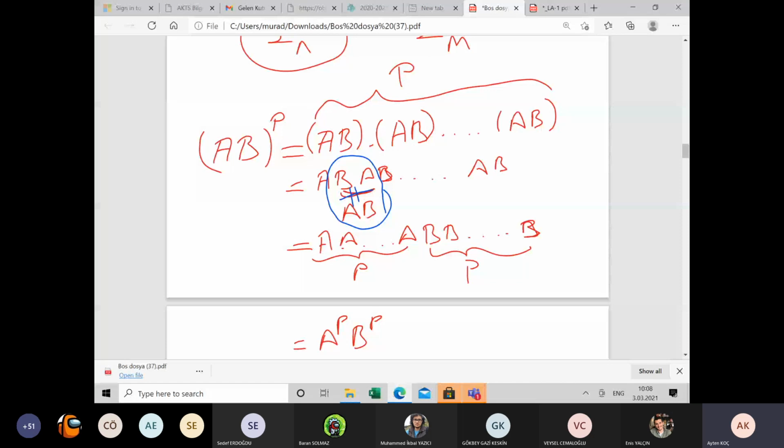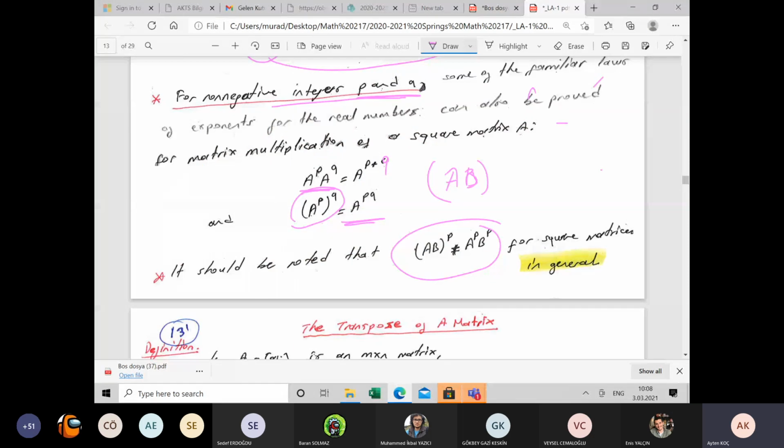This one is not true. Not true. It's okay, square matrix. Power is of course valid and defined for square matrices, but here in general, this one is not true. If we take commutative matrices, if we know that A times B equals B times A, yes, it's true. But in general, it is not true, so this one is not equal.